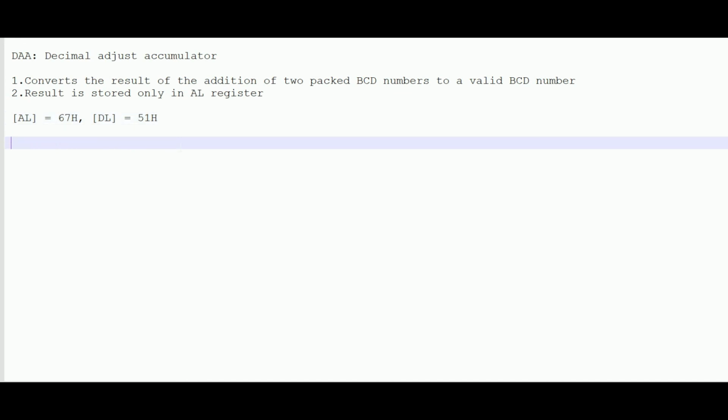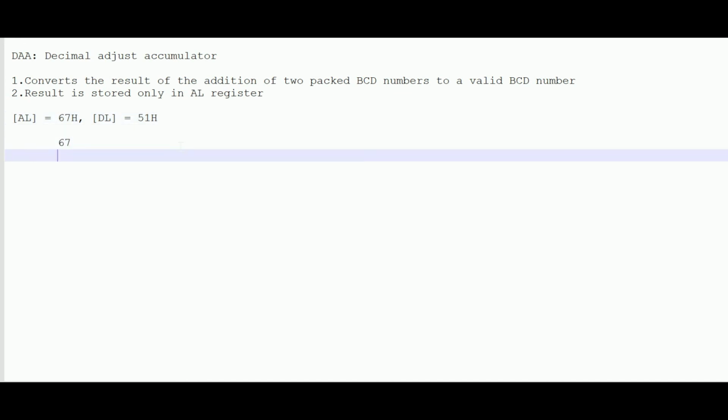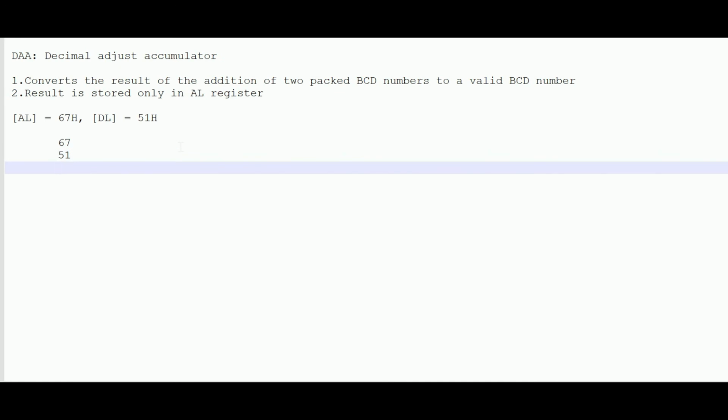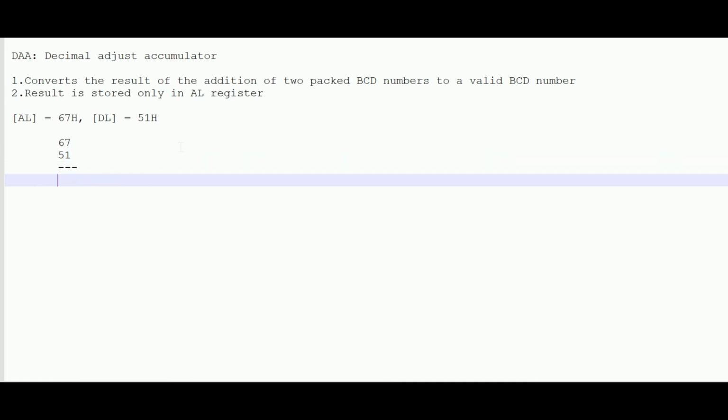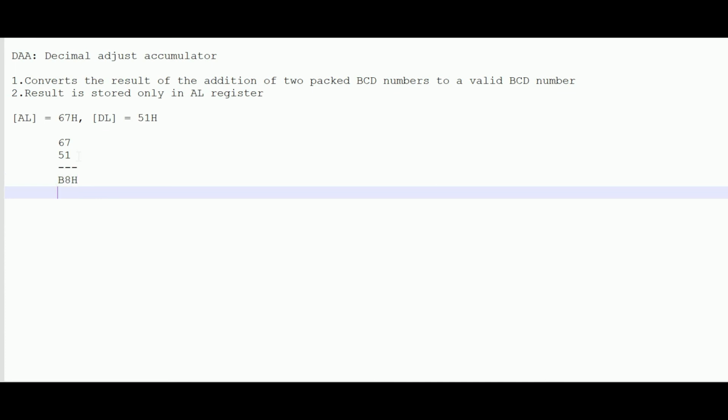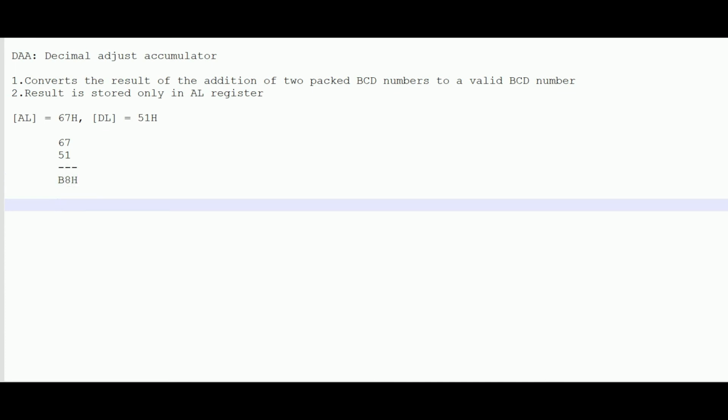So if we add these two numbers, 67 plus 51, 7 plus 1 will yield 8 and 6 plus 5 will yield B. Okay, so we get B8H. Now this is the result of ADD AL, DL. After this we have to execute the instruction DAA.